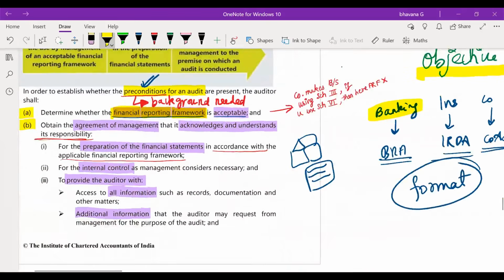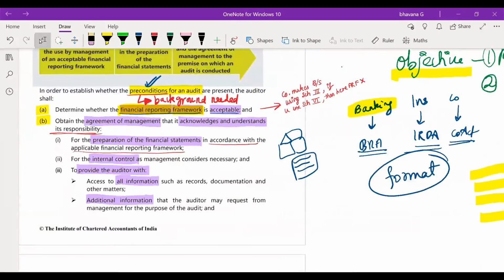So the auditor, when he is going to audit a bank, has to check whether the financial statements of the bank are made according to its financial reporting framework. If he goes to a company, he has to see whether Schedule 3 is followed. A company makes its balance sheet using Schedule 3. Suppose they use Schedule 6, then the financial reporting framework is not acceptable. The auditor has to see whether the framework acceptable to that company has been used.